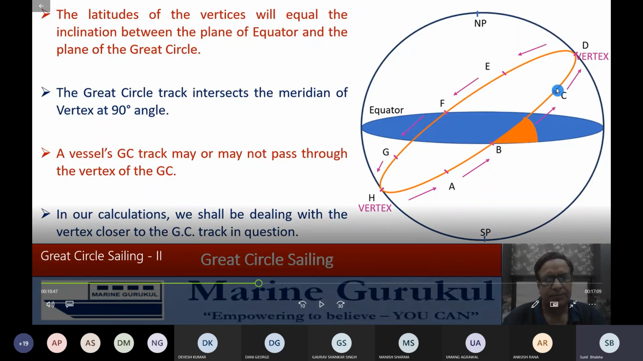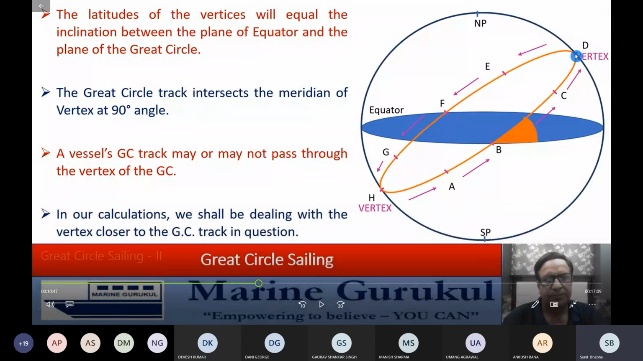If you go from B to C, initial position is Bravo, final position is Charlie. Vertex will be outside your track. But if you go from C to E, Charlie to Echo, in that case, vertex will be inside or lying on your track. So this is what we will be checking as the first thing when we find the position of the vertex.